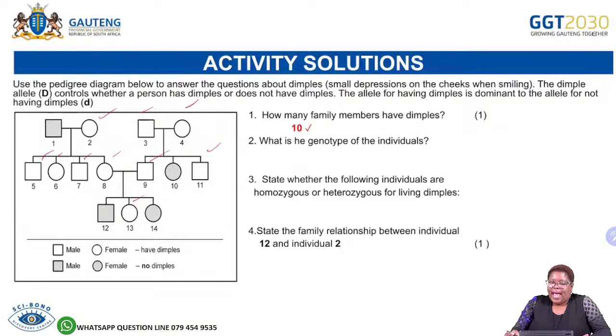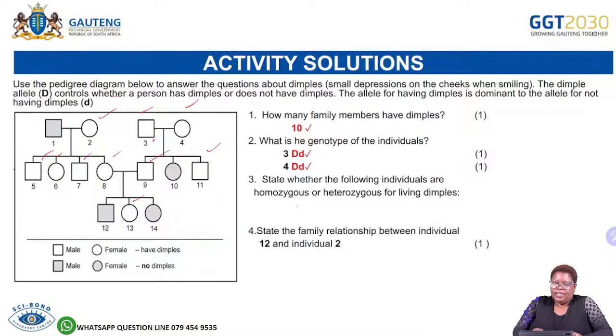What is the genotype of the individuals? Now, it is stated that the dimple allele is D, which controls whether a person has dimples or not. The allele for having dimples is dominant to the allele for not having dimples. So the genotype of the individuals is capital letter D and small letter d for both 3 and 4.